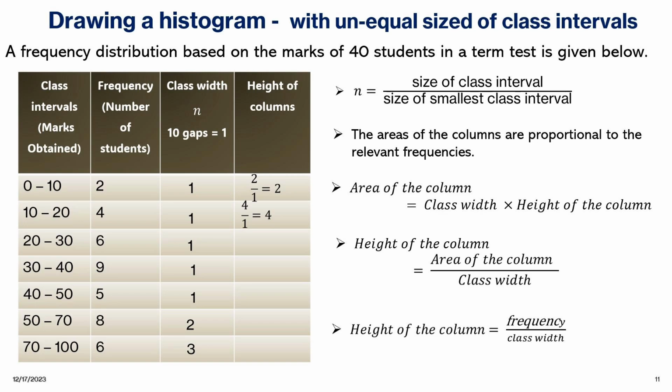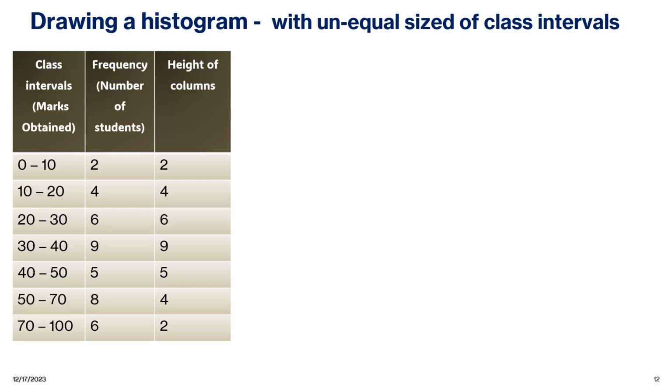The third class interval, frequency is 6. 6 divided by 1 is 6. Fourth class interval, 9 divided by 1 is 9. 5 divided by 1 is 5. Then the 50 to 70 class interval, frequency is 8. 8 divided by class width, height is 4. 70 to 100, the class width is 3, frequency is 6. So 6 divided by 3 is equal to 2. Now we know the class boundaries and the height of the column.